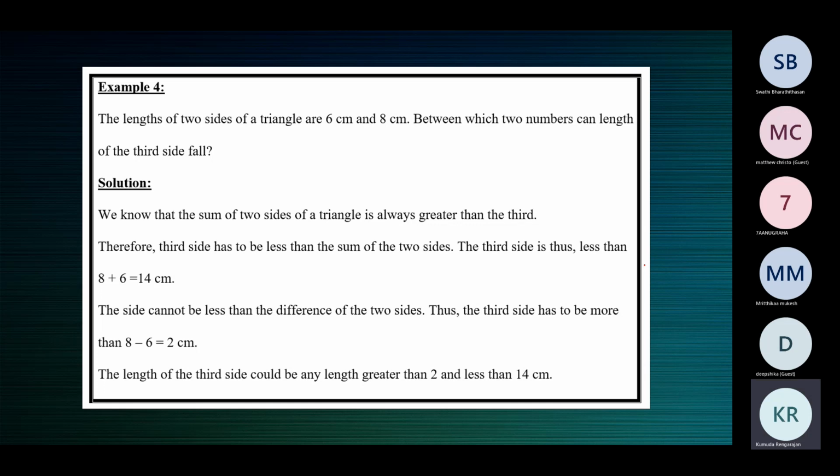The third side should be greater than the difference. The difference is 8 minus 6, 2. It should be greater than the difference 2. And the third side should be less than the sum. What's the sum? 6 plus 8, 14. It should be less than 14. So the length of the third side can be any number greater than 2 and less than 14.